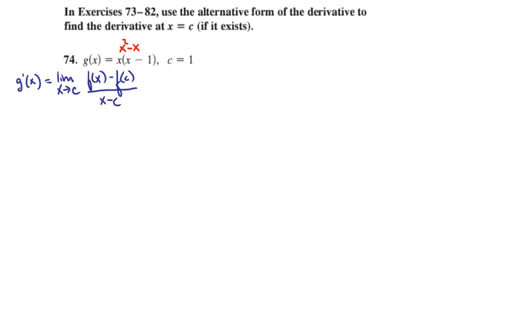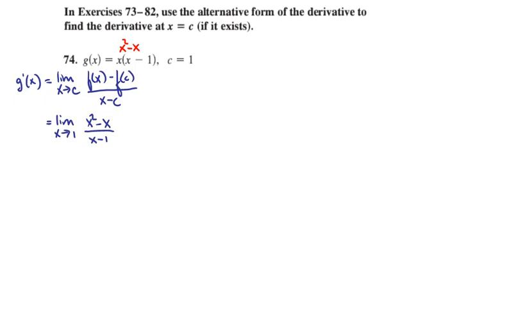And c is equal to 1, and since this is a quadratic function, it's a polynomial, we know that it is continuous and differentiable everywhere. So the derivative has to exist at x equals 1. So we want f of x, which is just x squared minus x, then minus f of c, that's f of 1, and we have 1 minus 1, and that's simply 0.